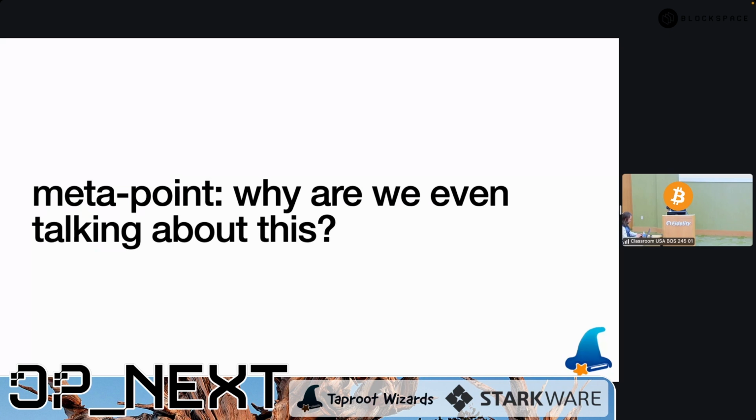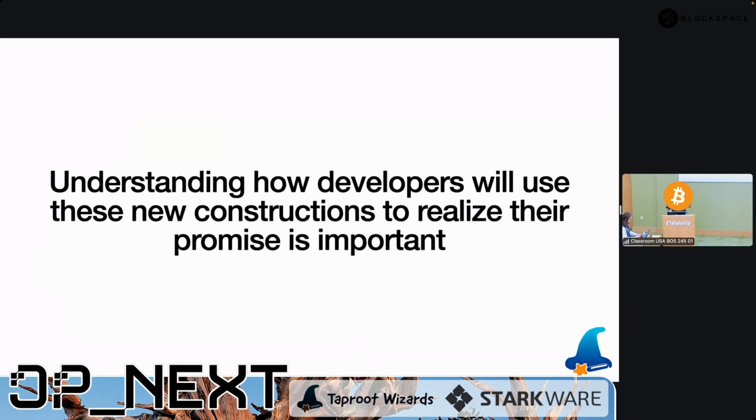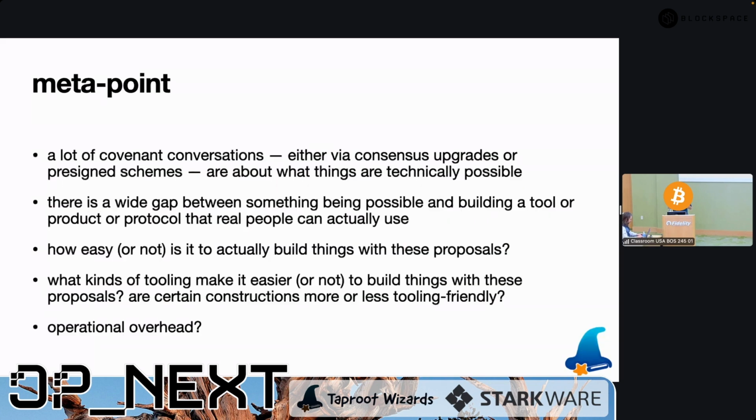Like, what is this even about? I think an important part of talking about Covenant specifically, but Bitcoin upgrades generally, is that we need to understand how developers are actually going to use these constructions in practice in order to realize the promise. We've heard a couple of anecdotes about certain upgrades being ready way before the software was. And I think it's not always obvious how these things are going to be used, or if they're usable at all.